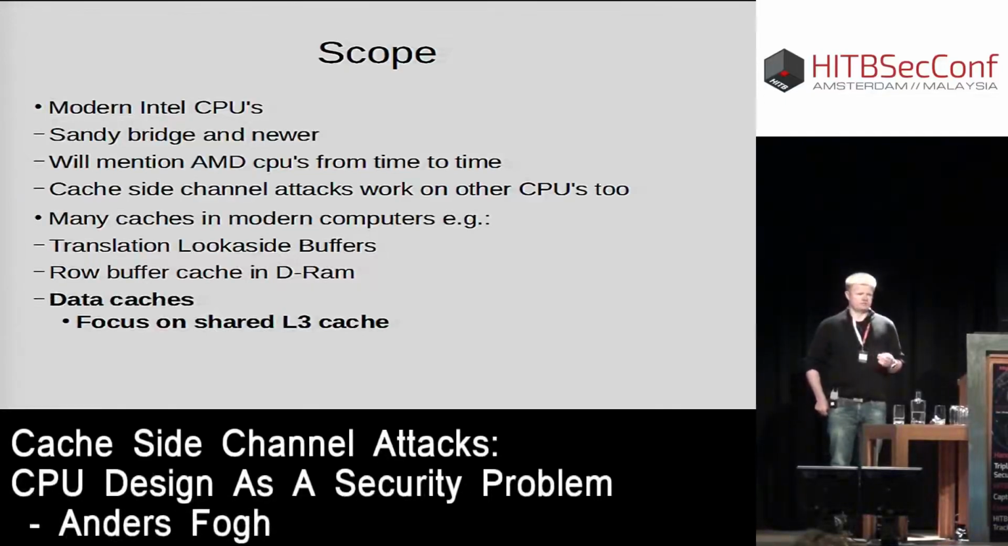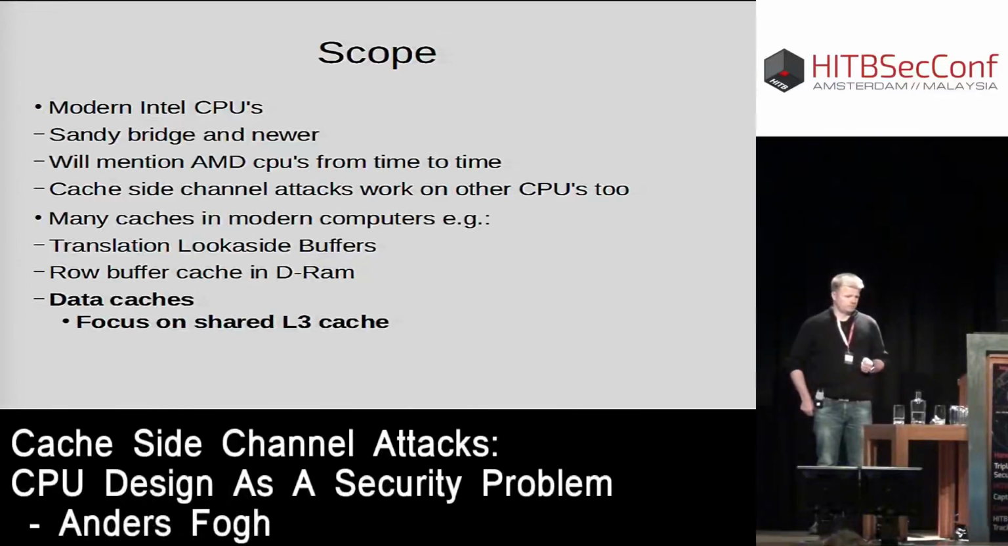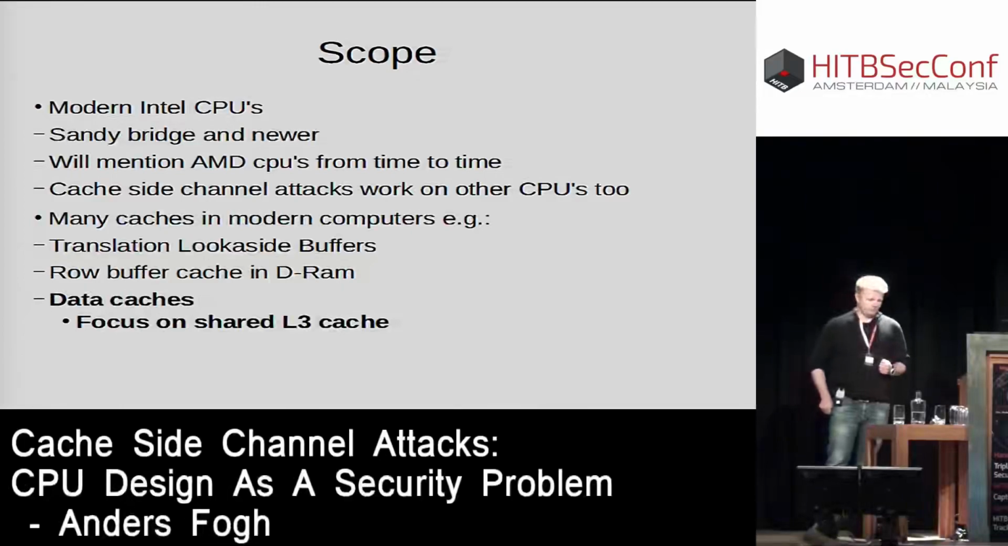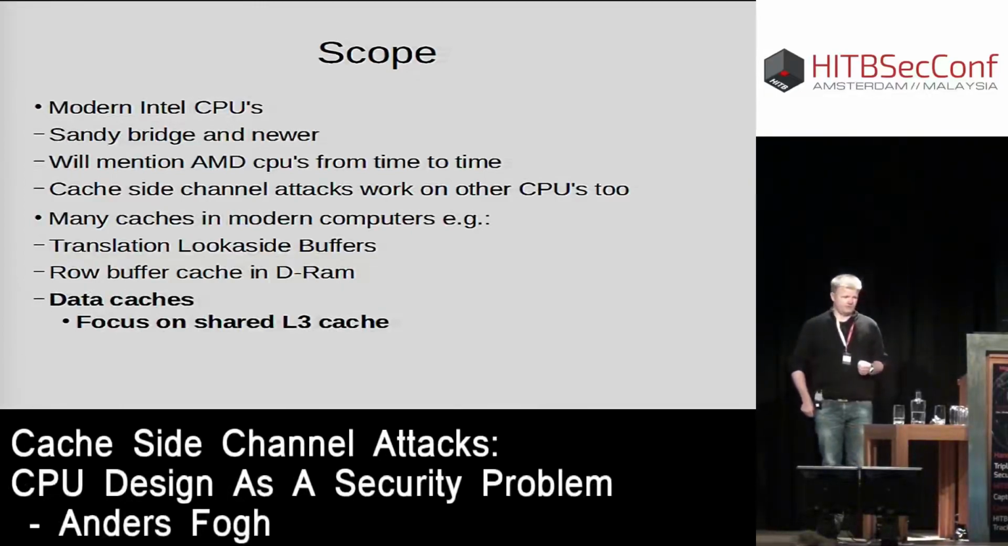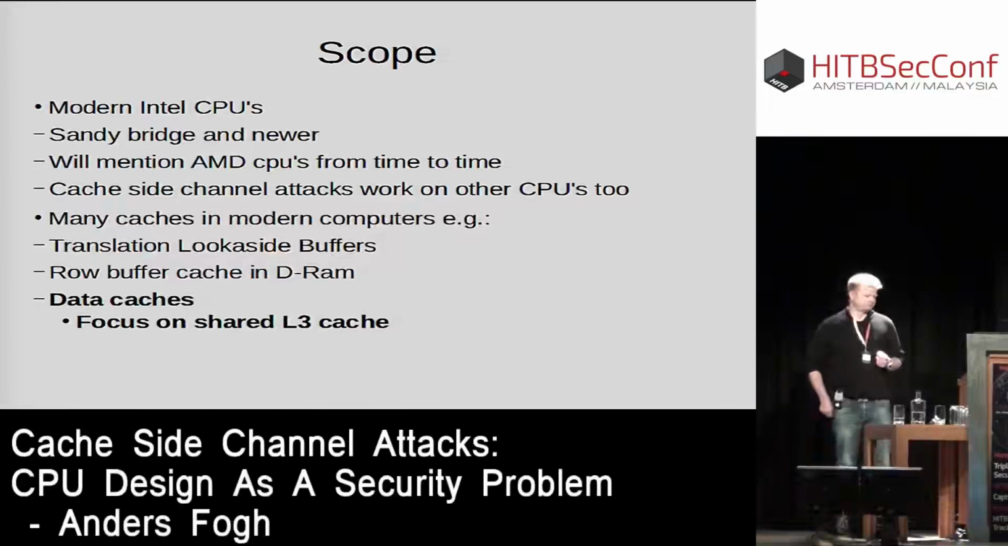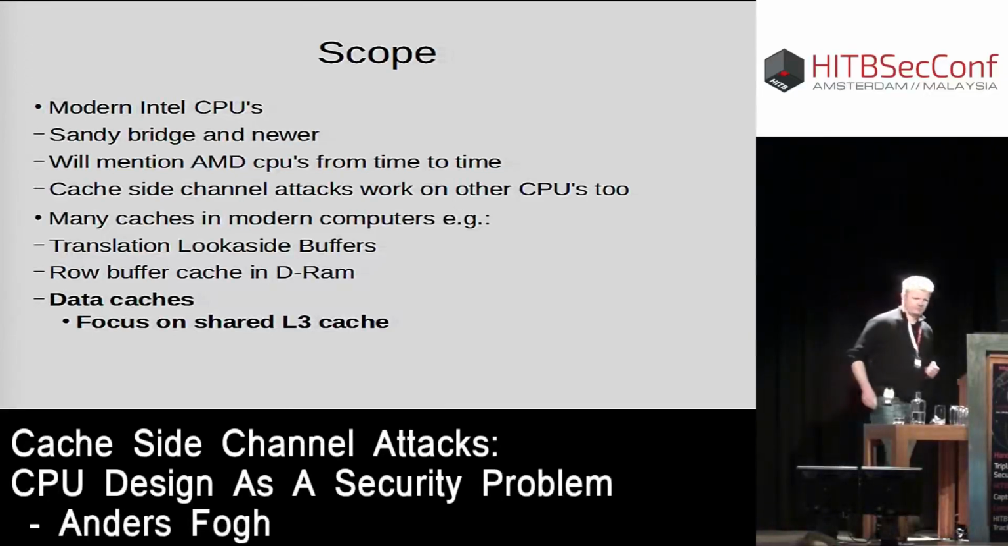There are many caches in modern computers. In the translation look-aside buffer system, there are caches. I have a paper coming out soon about abusing them for lots of funny stuff. There's a row buffer cache in the DRAM that you can use for side channel attacks. I helped pioneer that side channel attack. What we'll be talking about today is the data caches, what everybody thinks about when they hear CPU caches. That is the cache between the CPU and the main memory. We will be focusing on the shared L3 cache, and I hope you'll understand why when we get to it.